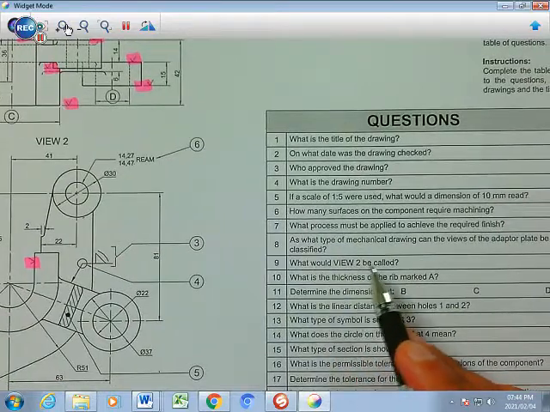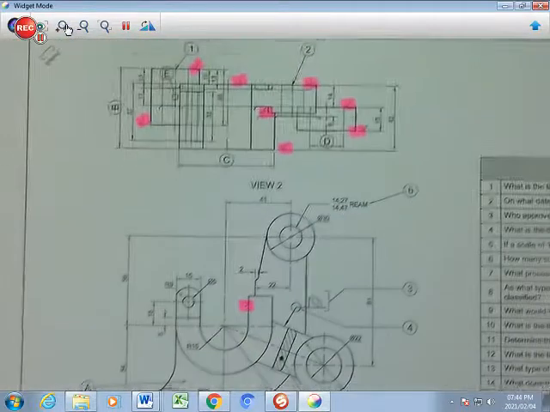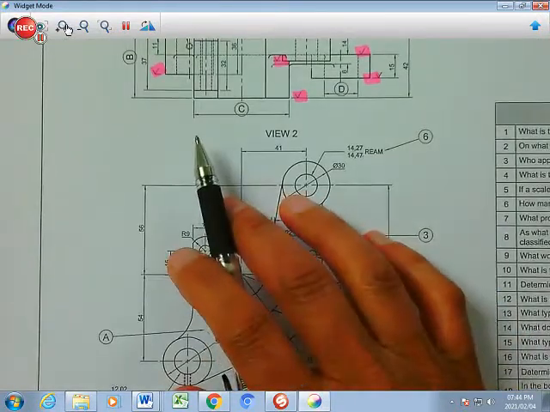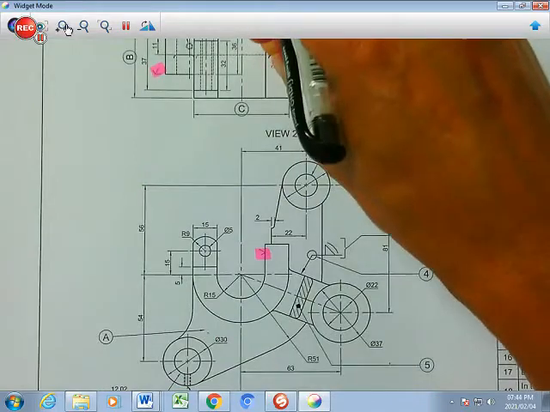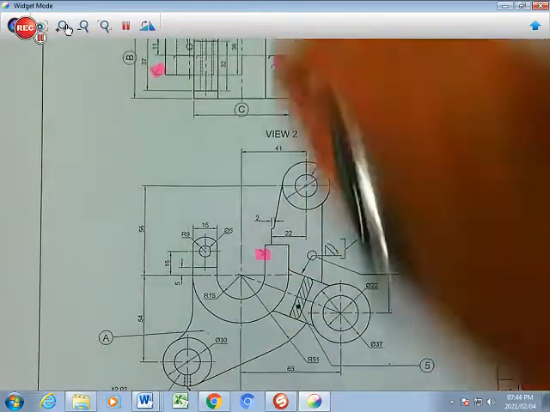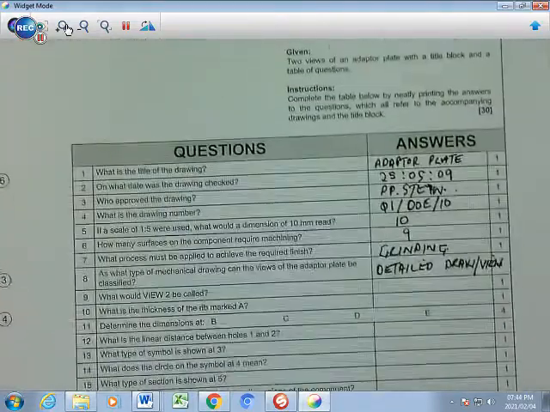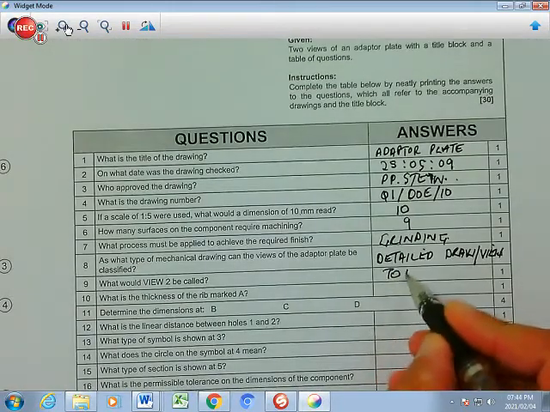Then what would view 2 be called? So you're going to go, what view is that? This is in third angle, this is my front view, and that is my top view. It is placed on top of my front view. So that is my top view there. So I'm going to write in top view.